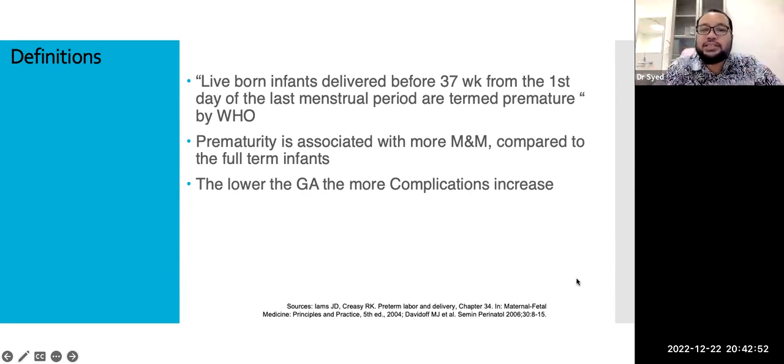So prematurity is associated with more mortality and morbidity as compared to full-term babies. The lower the gestational age, the more complications that can arise.